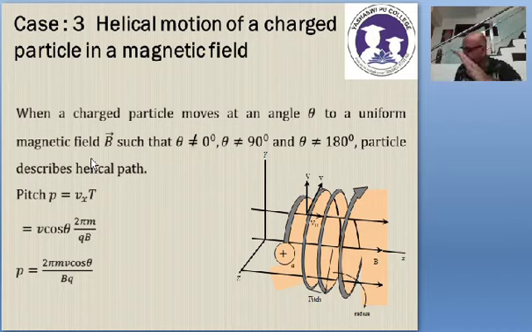So you can now resolve the velocity in two directions. If this represents velocity, you can split the velocity in two directions. A component of velocity parallel to the magnetic field, that is v cos theta, and a component of velocity perpendicular to the magnetic field, and that is v sin theta. Please remember, you can split the velocity in two directions.